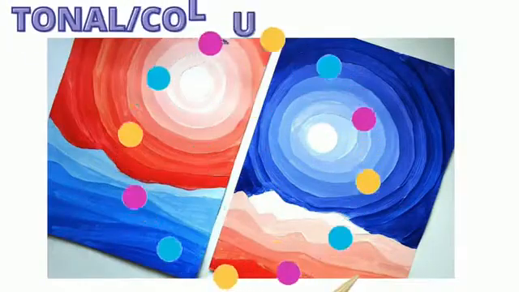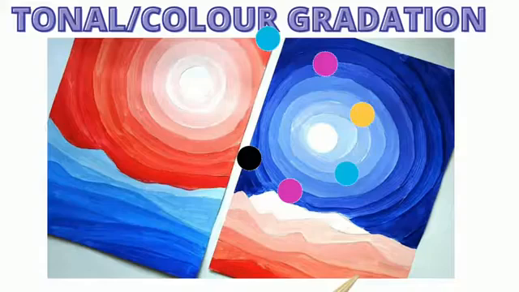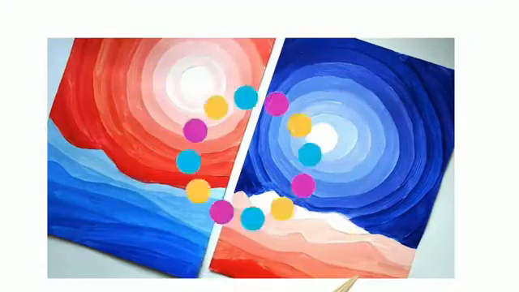In this lesson, you will learn about tonal/color gradation. A tonal gradation simply means the value steps going from light to dark. Tonal gradation is like a transition from one shade to another shade, that is from the lightest to the darkest shade.